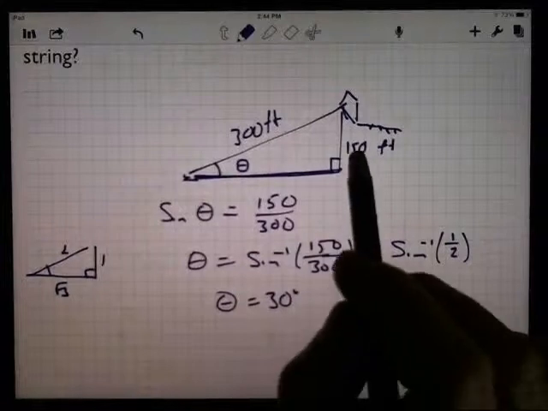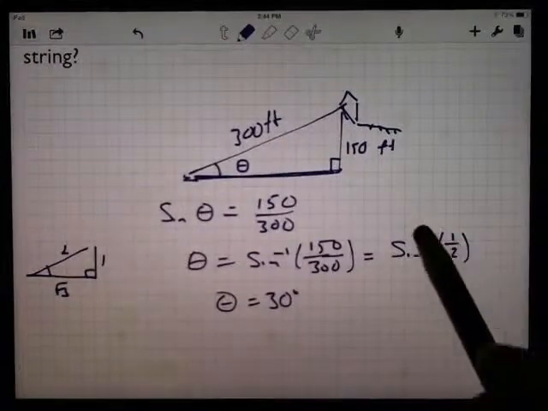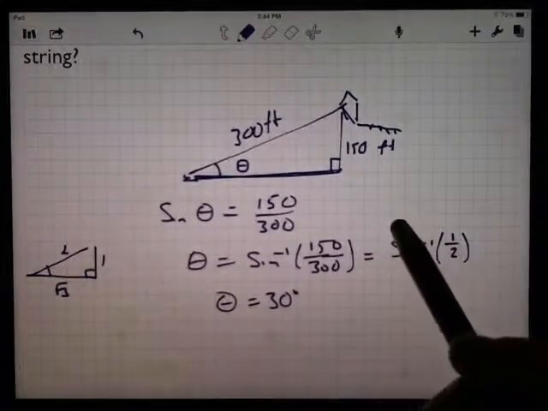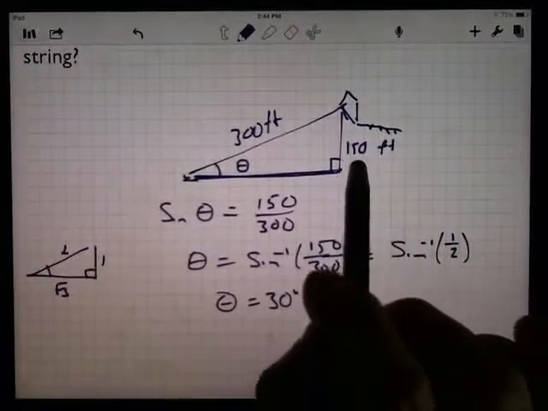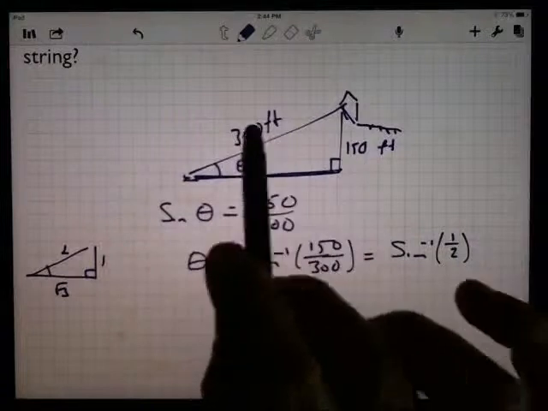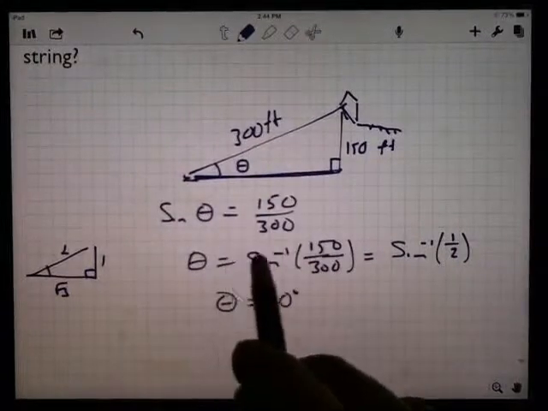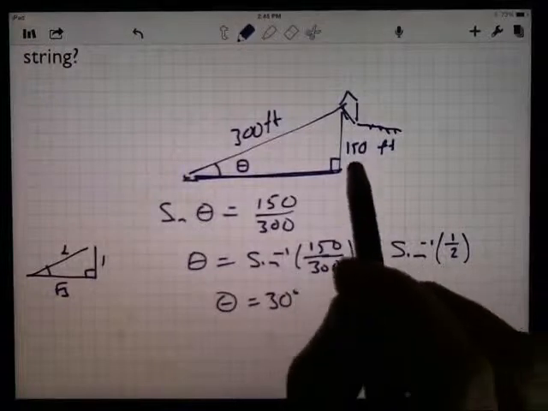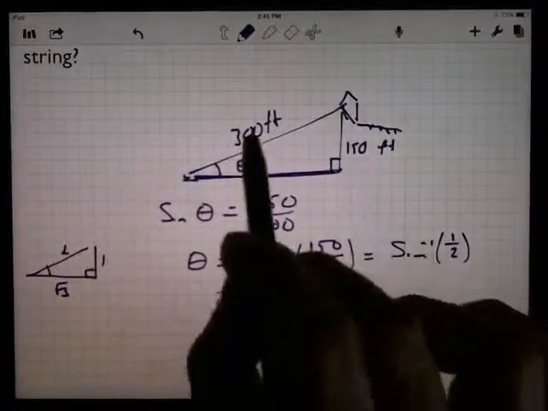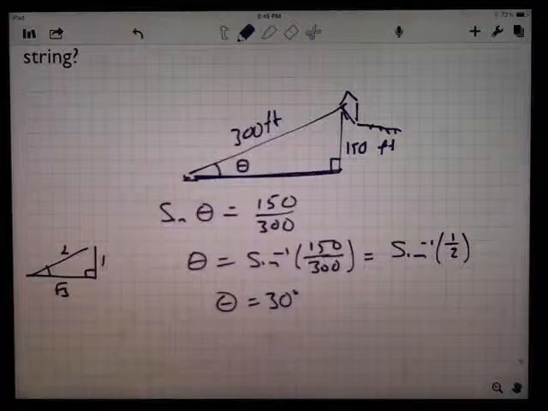Sometimes you can recognize them. There's two nice triangles, right, which give us three nice angles: 30 degrees, 45 degrees, 60 degrees. And once in a while you run into an application problem where you actually do have one of those nice triangles, and you might be able to just recognize that angle without using the inverse sine. If this had been anything else, if I had said 140 feet and 300, well, that's not going to be a nice angle. It's not my nice 30 degrees. I'd have to use the inverse sine to calculate it. Okay.